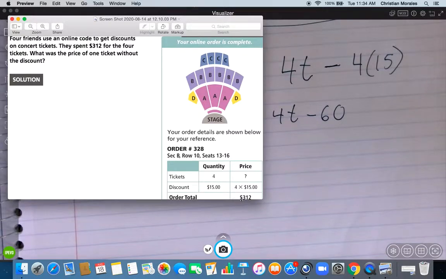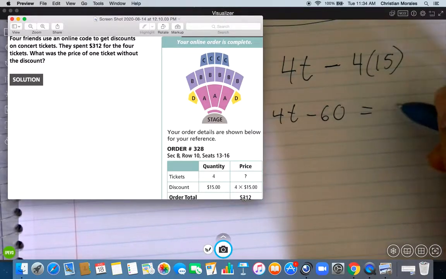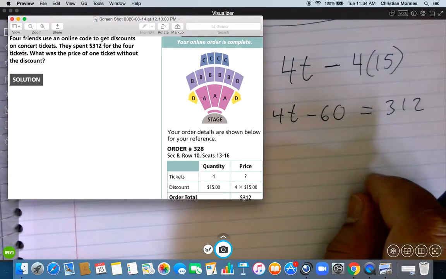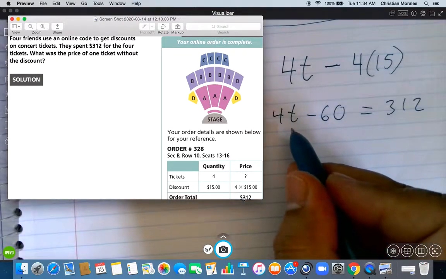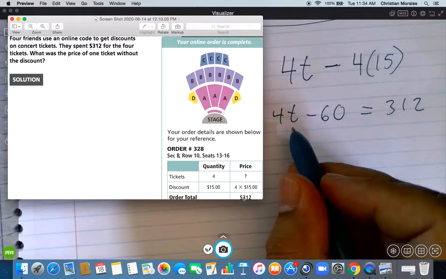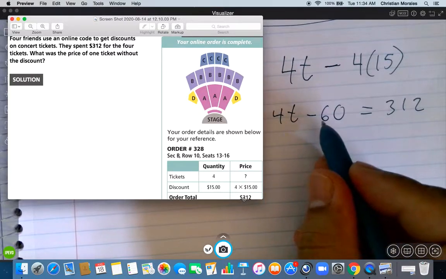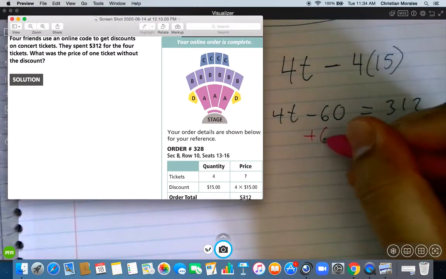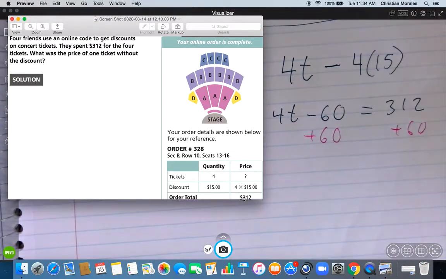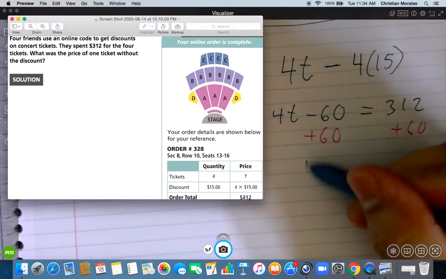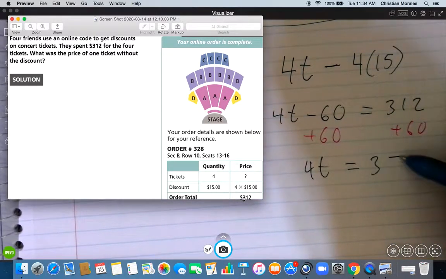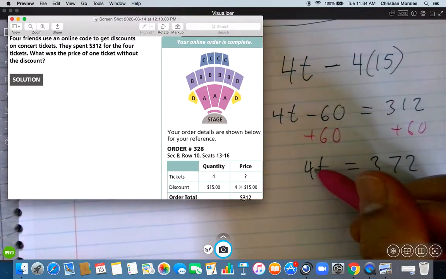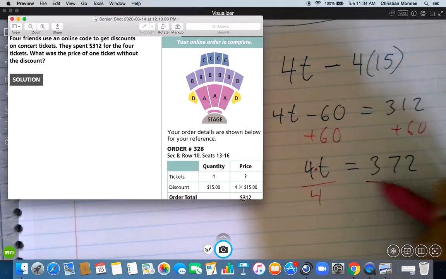Well, it says here that they paid $312. So with the discount, they paid $312. Now to find out the price of the ticket without the discount, I just have to solve for T. Okay? 4 tickets, $60 off, gives you $312. Now we just solve for T. Let's start with inverse operations, adding 60 to both sides. And I get 4T equals 372. Okay, next, I got to get rid of the 4. This 4 is multiplying. Divide that for the 4 tickets.